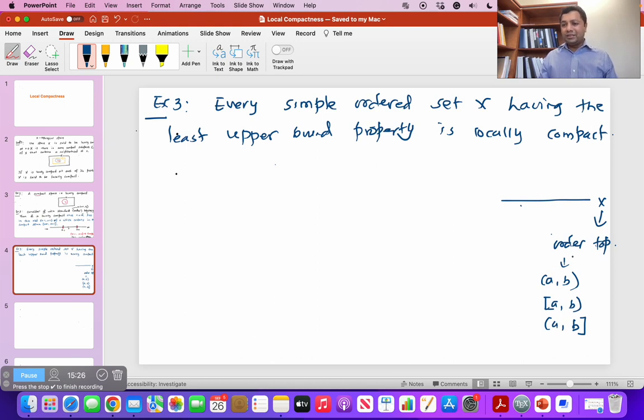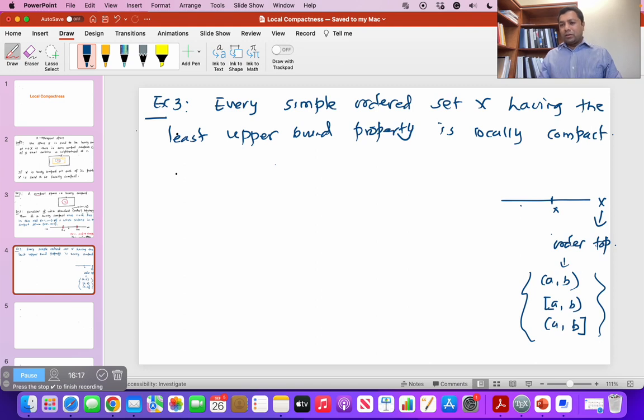So the basis element for the order topology on the simply ordered set X is going to be one of these intervals. Now here we are saying that this X, the simply ordered set that has the least upper bound property, is locally compact. It has to be locally compact at each point of this set. Let's say x is a point of X. Since those intervals form a basis for a topology on X, this x is going to be in one of those intervals. That's the definition of basis. So this element x of the set X is going to be in one of those intervals.